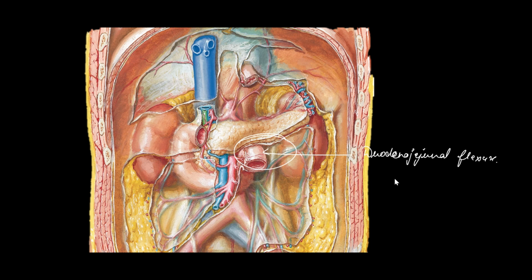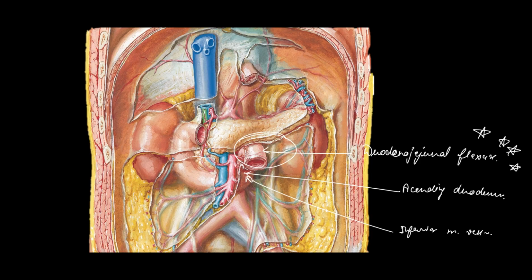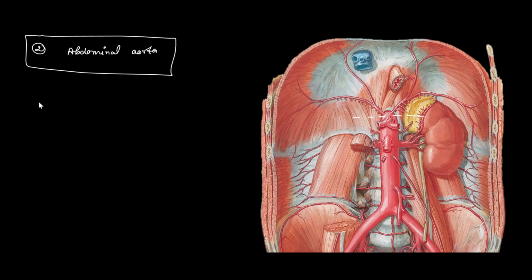Okay, and on the left side we can see the ascending duodenum also, with inferior mesenteric vessels. So these are the left aspect of the abdominal aorta. So now the topographies of the abdominal aorta are completed. So let's summarize all the topographical aspects of the abdominal aorta in one place. Let's write down all the topographical aspects.